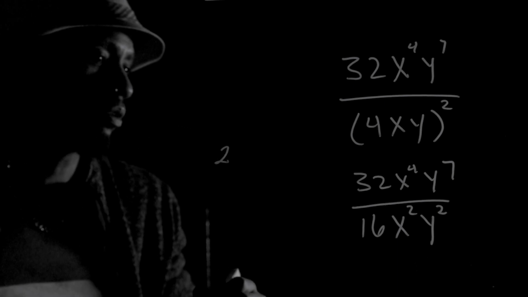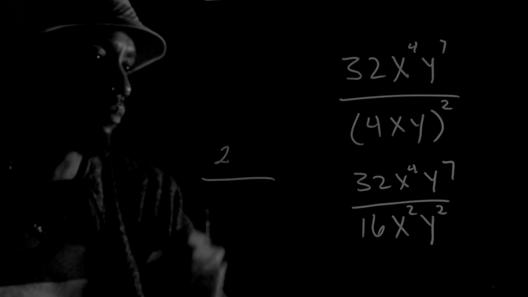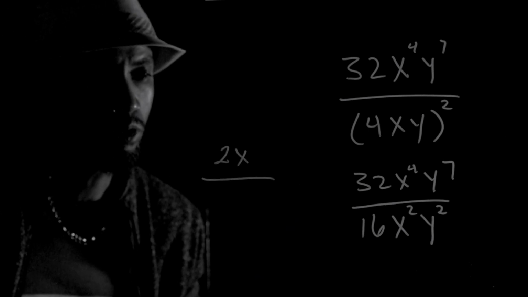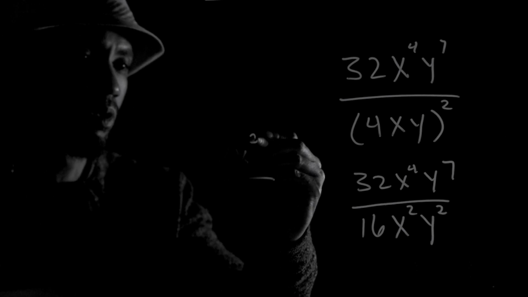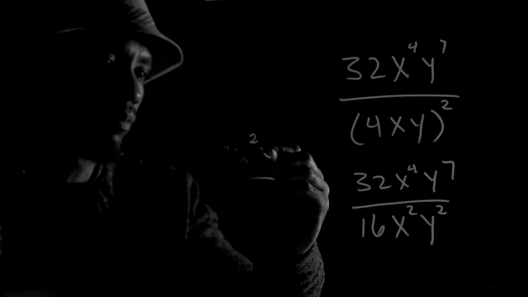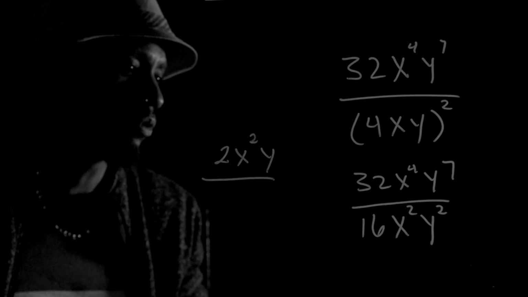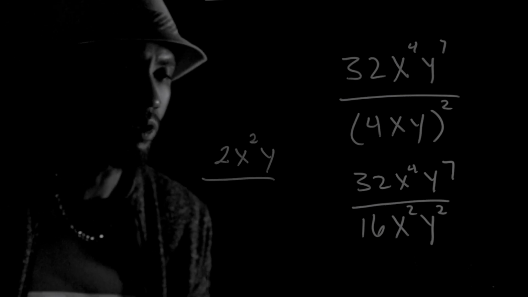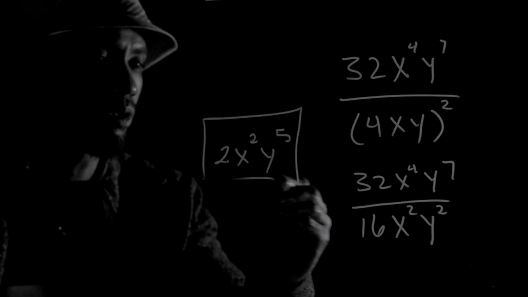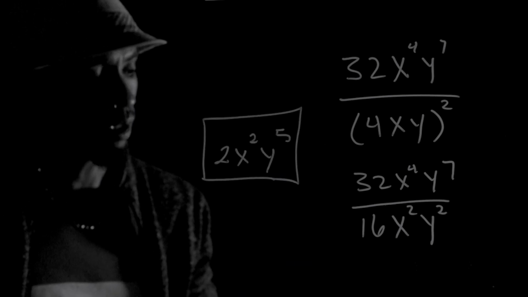Let's do the x's, more on the top or more on the bottom? More on the top, so x goes on the top. The difference between 4 and 2 is 2. And more on the top or more on the bottom, y is going to top. And then it's 7 over 2, so what's the difference between 7 and 2? That is 5, okay? And nothing's on the bottom then, so there you go. 2x squared y to the 5th.